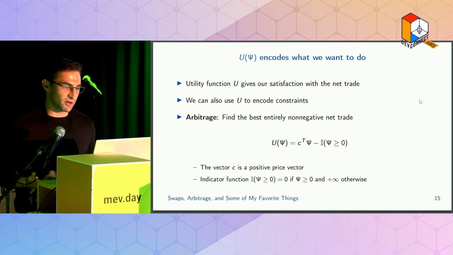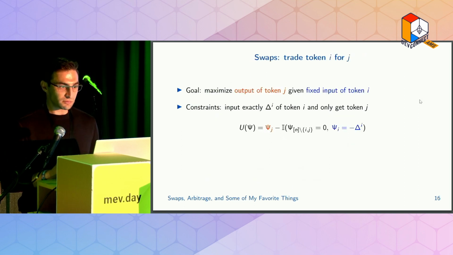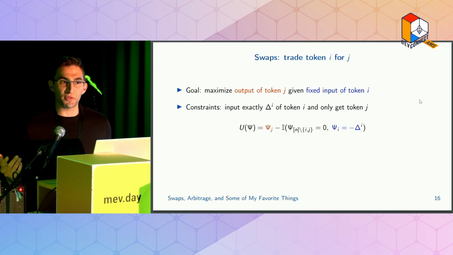And so you can see here, we can write that out as essentially just the dot product of our price vector with our net trade minus this indicator function. All that indicator function is doing is making it so our utility is negative infinity if our net trade isn't non-negative, and otherwise it's just 0. So this just encodes that constraint. In addition, we can use this to talk about things like swaps.